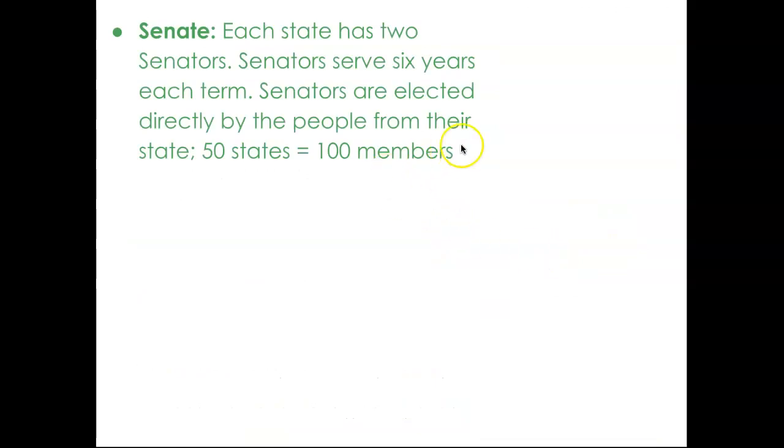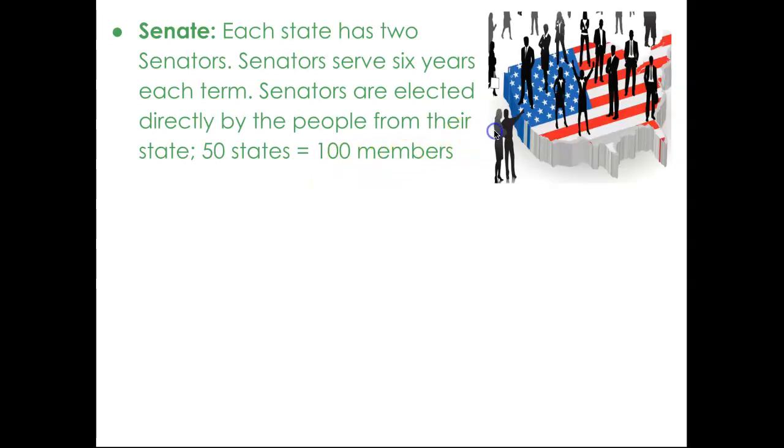The Senate. So Senate is the other part of Congress that works together with the House of Reps. And for this one, each state has 2 senators. Senators serve 6 years each term, and they are elected directly by the people from their state. So there's 50 states, so you have 100 members. So they are part of the branch that is responsible for writing laws. Okay.